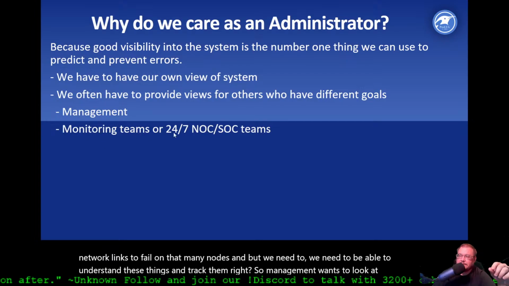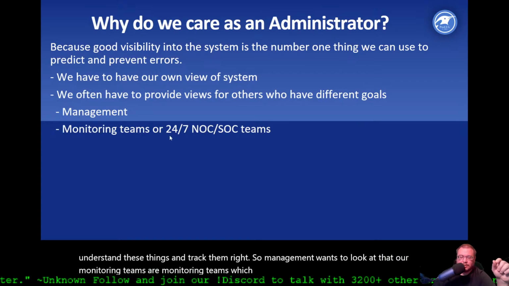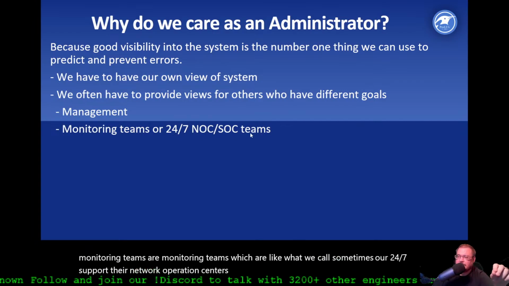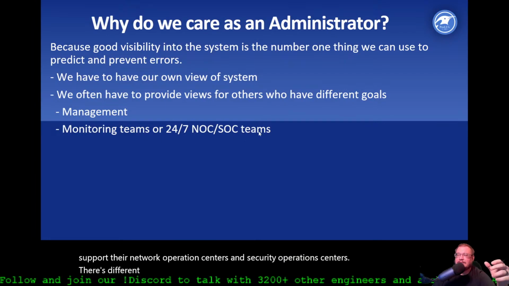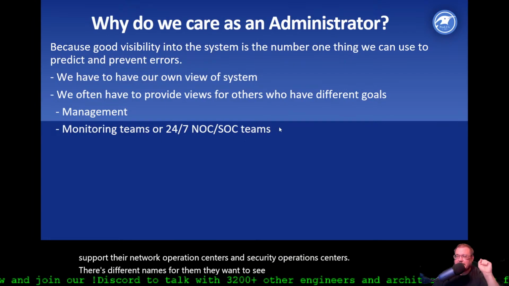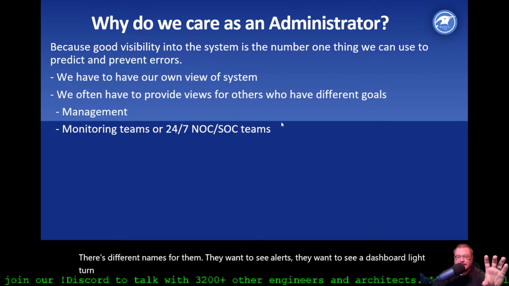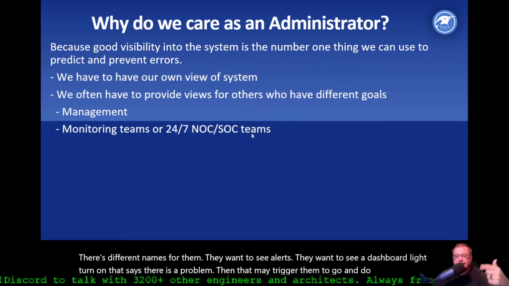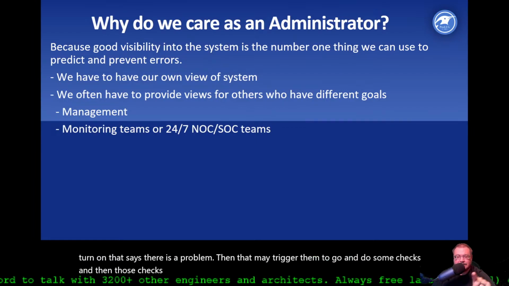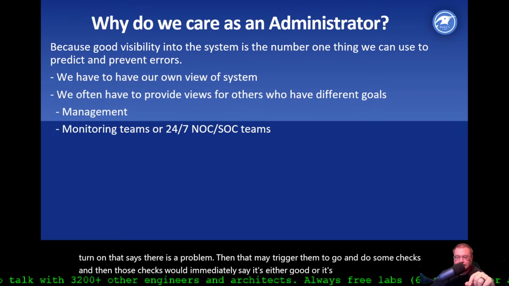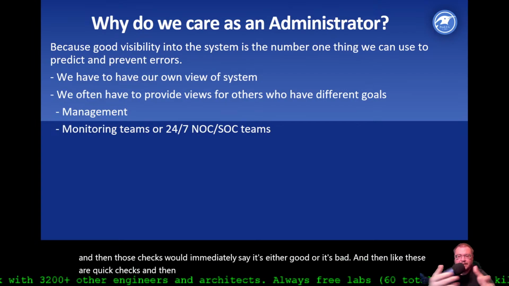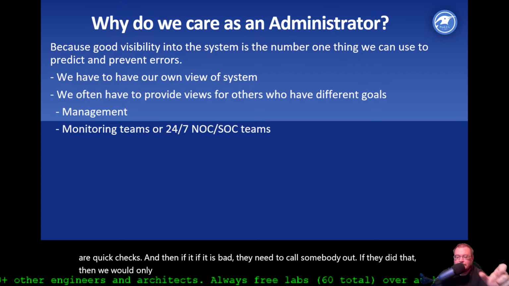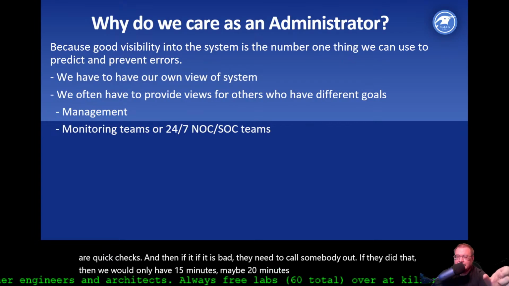Our monitoring teams, which are like what we call sometimes our 24/7 support, they're network operation centers and security operation centers. There's different names for them. They want to see alerts. They want to see a dashboard light turn on that says there is a problem. Then that may trigger them to go and do some checks, and then those checks would immediately say it's either good or it's bad, and these are quick checks, and then if it is bad, they need to call somebody out. If they did that, then we would only have 15 minutes, maybe 20 minutes of mean time to detect that there really is an error.